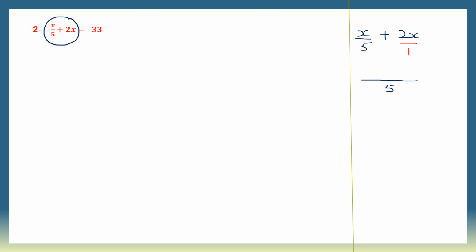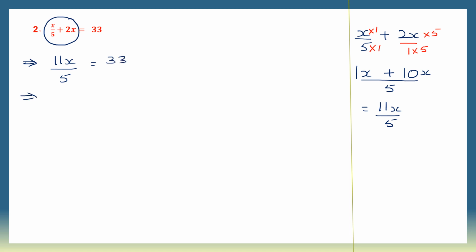So now let's get our numerators. So 5 ones are 5. So x into 1 will be x plus 1 into 5 is 5. So 2x into 5. So multiply the numbers. 2 5s are 10, 10x. X plus 10x, so this is 1x. 1 plus 10 is 11, 11x by 5. So let's use that here now. We've got 11x by 5 is equal to 33.